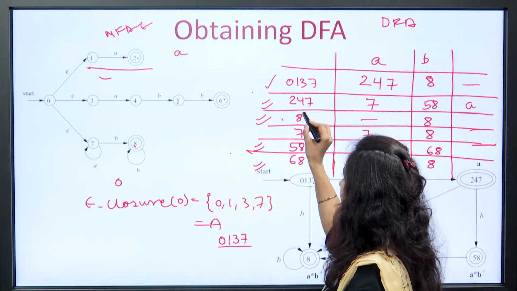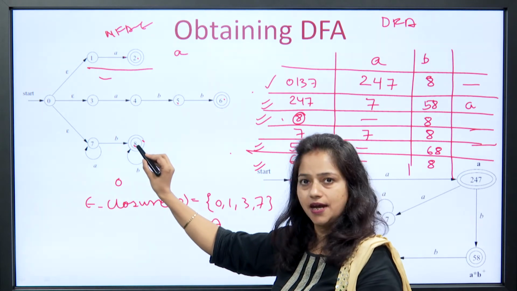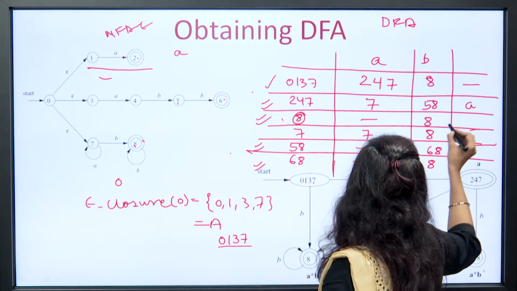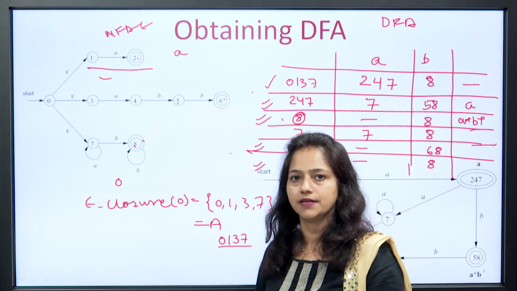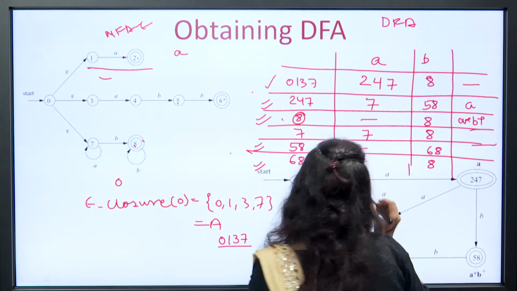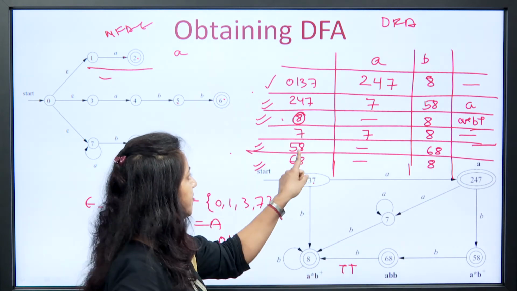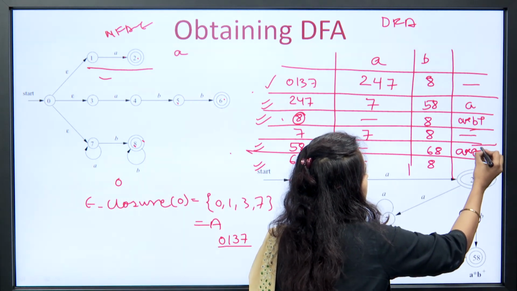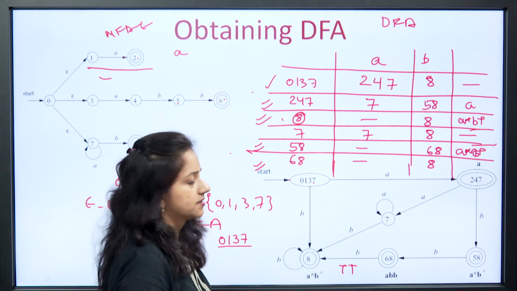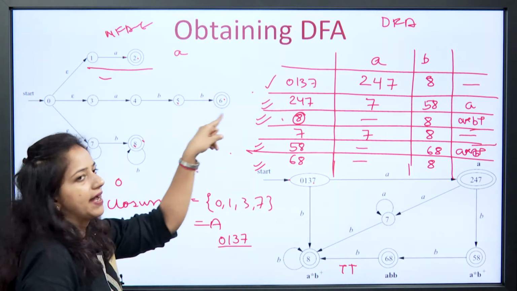Now, here it is state 8, and state 8 is a final state with respect to pattern A star B plus. So, here we will write A star B plus. 7 is not a final state. 58 is a final state. So, here the token that we will get is with respect to A star B plus. Now, 6 and 8: here 6 and 8 both are final states.